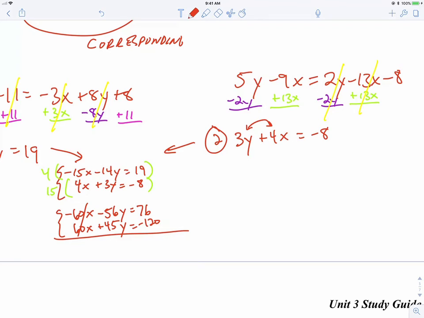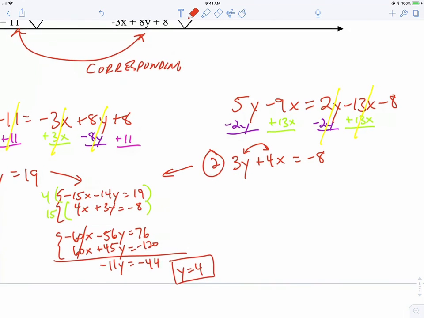Negative 56 plus 45 should be a negative 11y. 76 minus 120 is a negative 44. We divide both sides by negative 11. We get y equals 4.